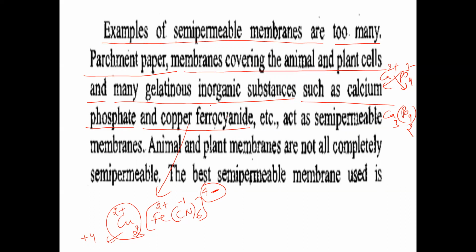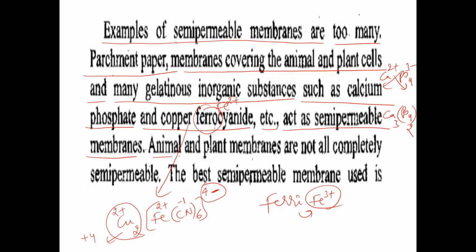The word ferro belongs to what? Fe2+, remember. And ferri means Fe3+. The Fe3+ ion is referred to by ferri and Fe2+ is referred to by ferro. So copper ferrocyanide is also one of the semi-permeable membranes. The inorganic substances such as calcium phosphate, copper ferrocyanide, etc. act as semi-permeable membranes.